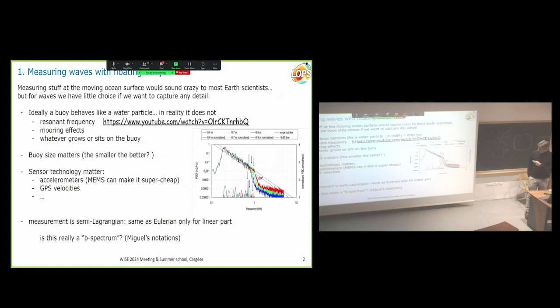I just also want to point out that these measurements are semi-Lagrangian. So they are the same as the Eulerian measurement only for the linear part. Hopefully, they're measuring something like the bound spectrum, if we talk about what Miguel was showing yesterday. I'm not sure it's exactly that, and I would like some theoreticians to look at this problem. What is a buoy actually measuring compared to the real thing? I think they're capturing the modulations, but not some other part of the second order term. So I think there's some interesting work to be done to really clarify what the buoys are measuring compared to fixed measurements. But maybe somebody knows the answer to that, so I don't.